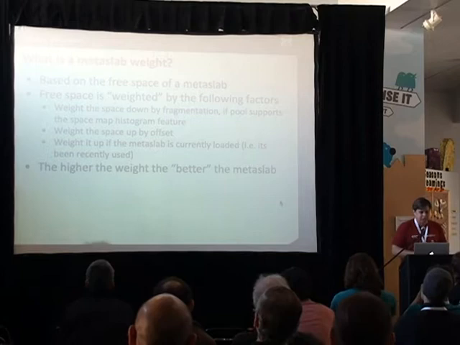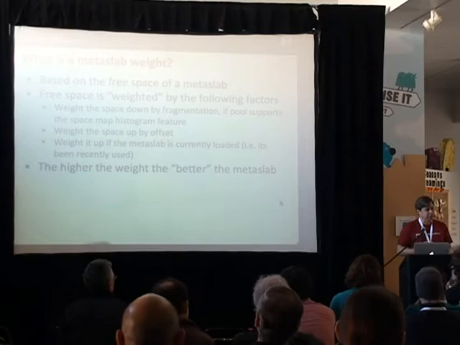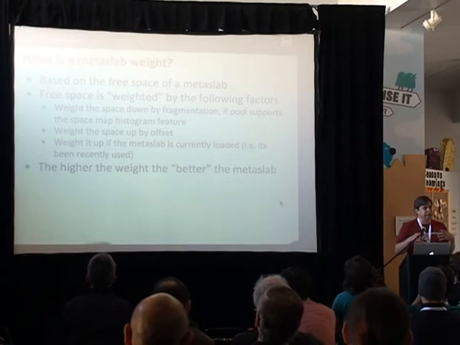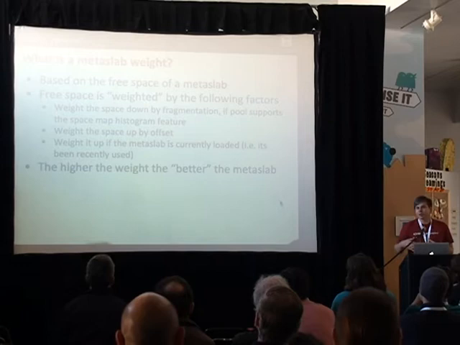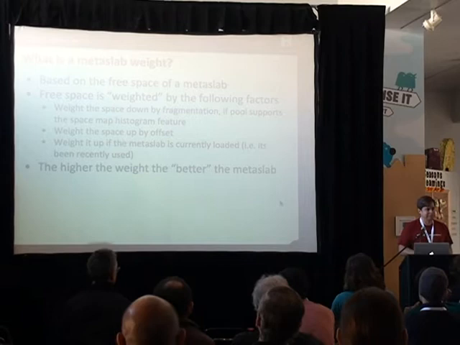today the weights are based on free space. We consider a bunch of different factors to determine whether we give a higher priority or a lower priority to a weight. Starting off with free space, we then look at things like fragmentation. If the metaslab is considered to be highly fragmented, then you weight it down. The idea being that more than likely it's not going to be able to satisfy as many blocks as you would like, because potentially that free space is comprised of a lot of small segments.